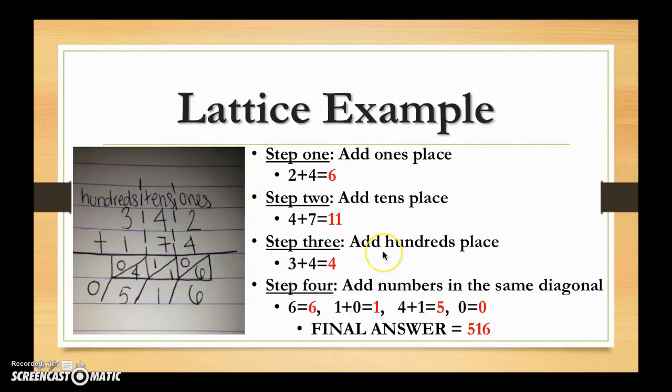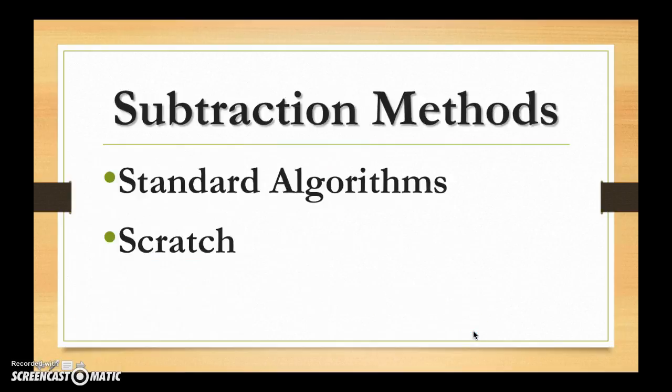Then step 3, we're going to be adding the hundreds place, which you have 3 plus 1. That is equal to 4, so put a 0 here and the 4 here. And step 4, add all the numbers in the same diagonal. So here, make sure you've continued the diagonal lines out of the boxes so you have different space to write each answer. So here we have 6, and then 1 plus 0 is 1, and then 4 plus 1 is 5, and then here is just 0, which makes a final answer of 516.